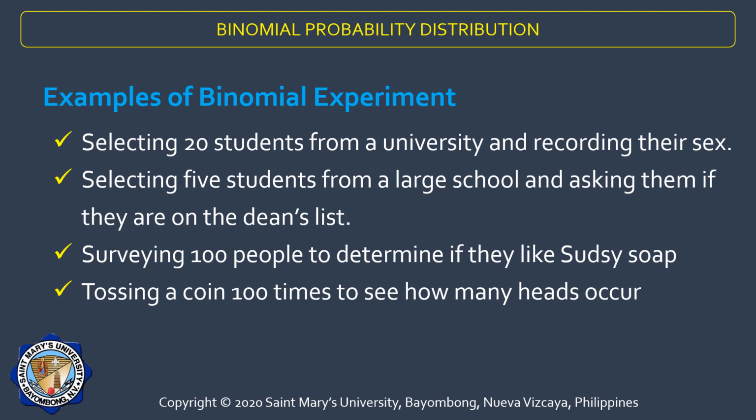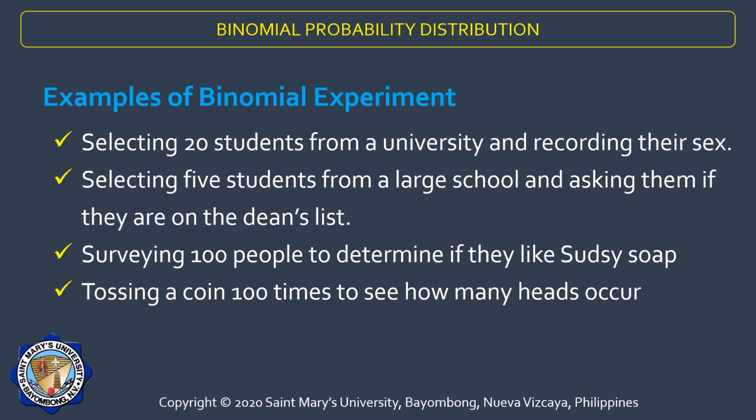Number one, selecting 20 students from a university and recording their sex. It is a binomial experiment since there are two possible outcomes, male and female. And another one, the number of trials is fixed, 20. If you check it, the four requirements are satisfied.